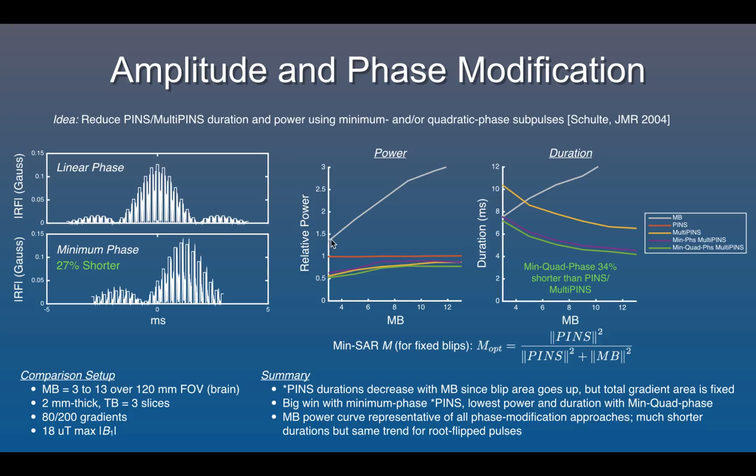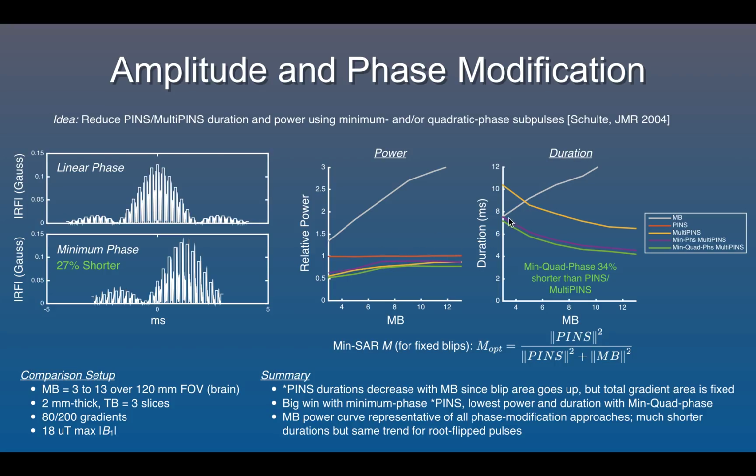So we can see that a conventional multiband pulse that we construct using zeroth order phase modification from Wong's method is going to increase in power, as we expect, as a function of the multiband factor. The PINS, as is suggested by its name, is going to have a flat power as a function of the multiband factor. All of the multi-PINS variants are going to be somewhat below that, actually even lower than a single band pulse, which is what these are all normalized to.